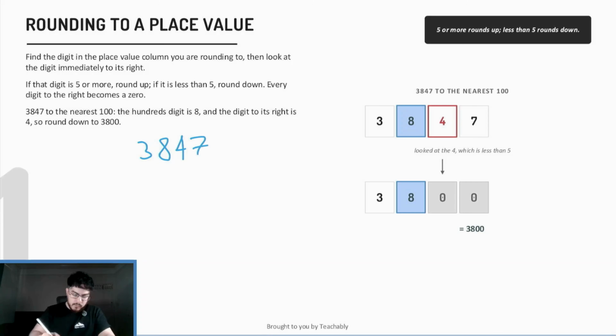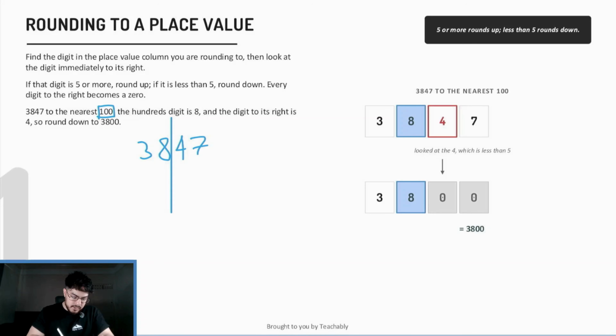3,847, and we want to round to the nearest 100. What does that mean? We want to round to the hundreds column. So what's the hundreds column? It's this column right here, okay? Because we've got thousands, hundreds, tens, and units. So I'm just going to draw a line in the sand, so to speak, because this is where we want to round to.